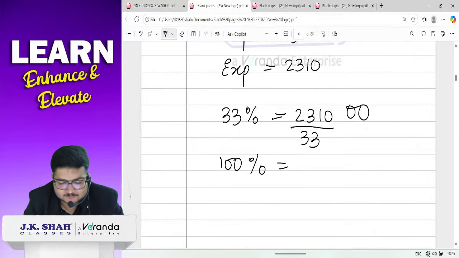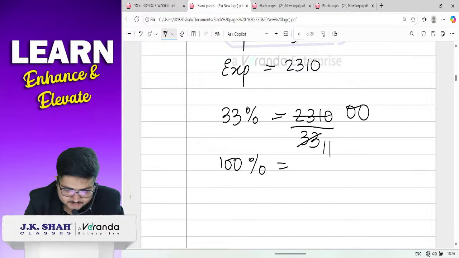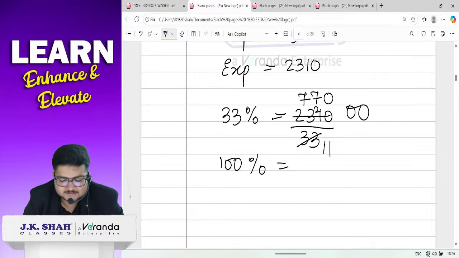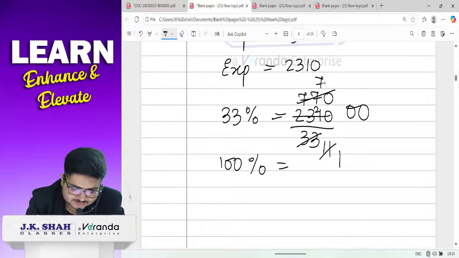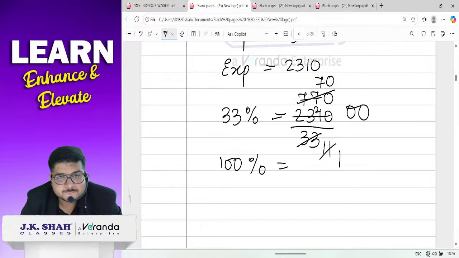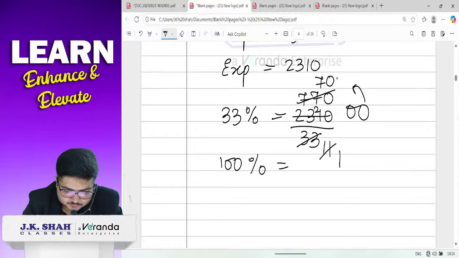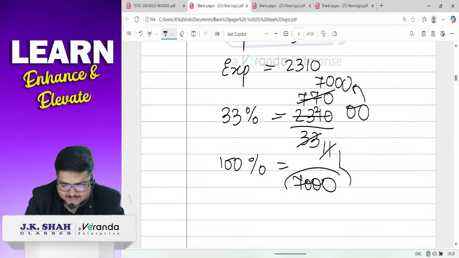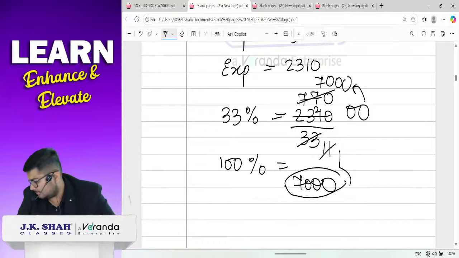I won't be dividing directly by 33. I will be dividing both numbers by 3 first. 3 ones are 3, 3 sevens are 21. Remainder is 2. 3 sevens are 21 and 0 as it is. Now I will divide it by 11. 11 ones are 11. 11 sevens are 77 and 0. Right? And now I will put these 2 zeros. So the answer is 7000. 7000 was the salary. It is the value of 100%.